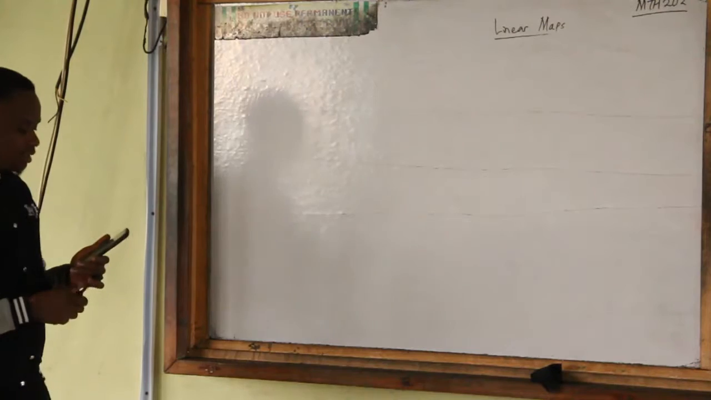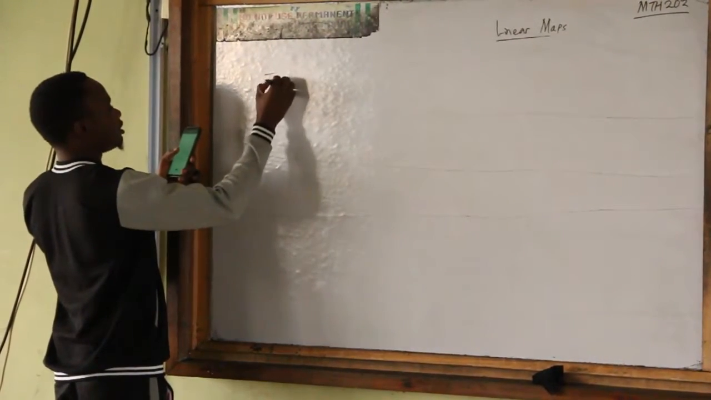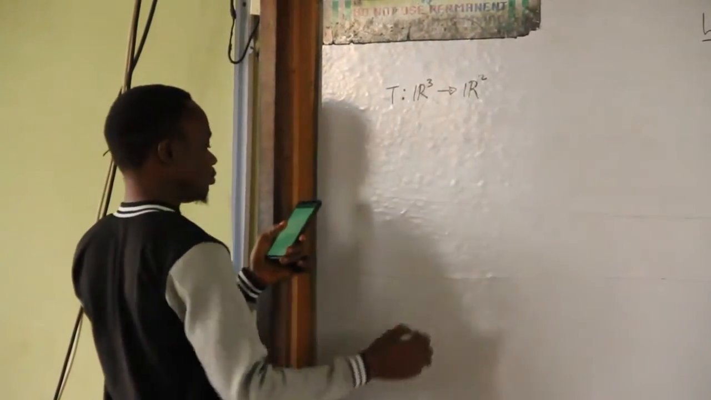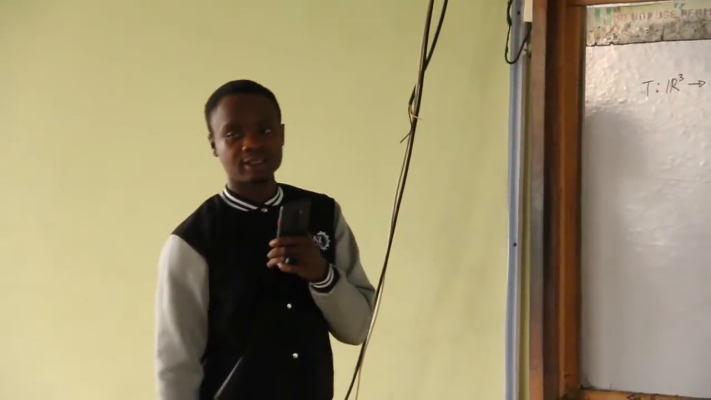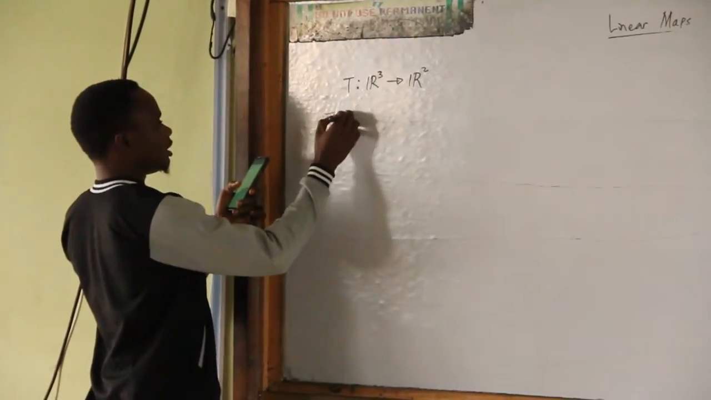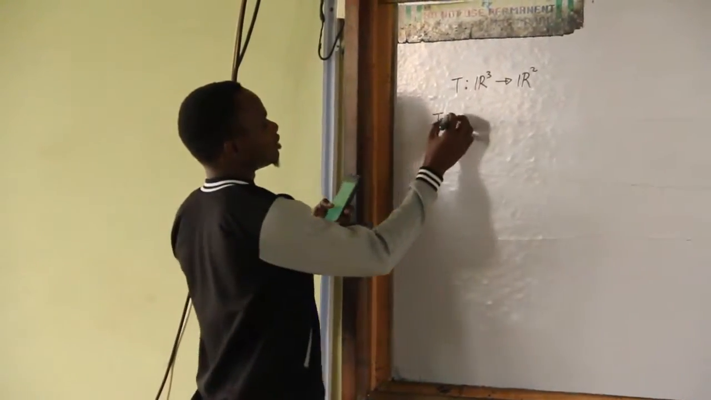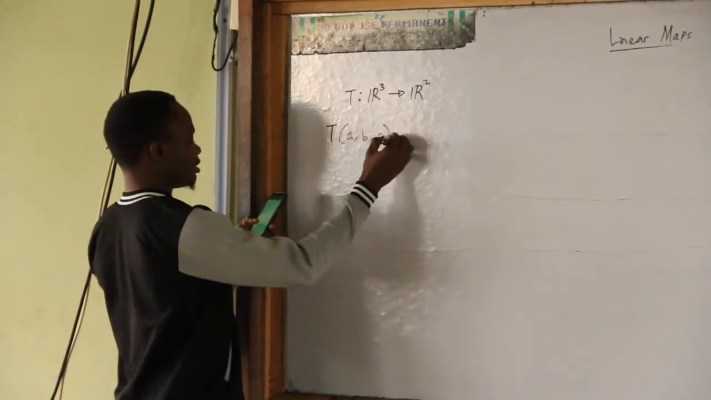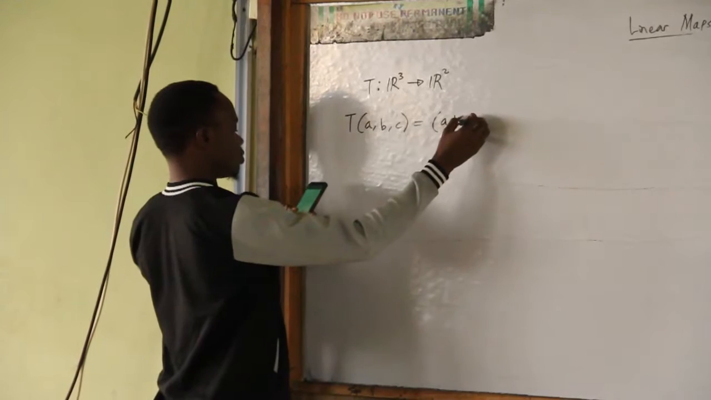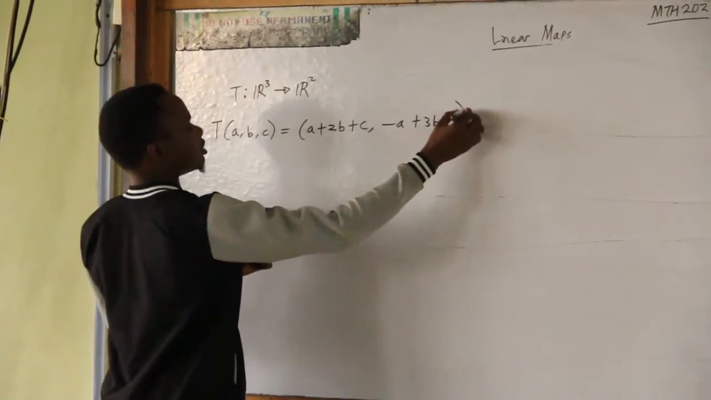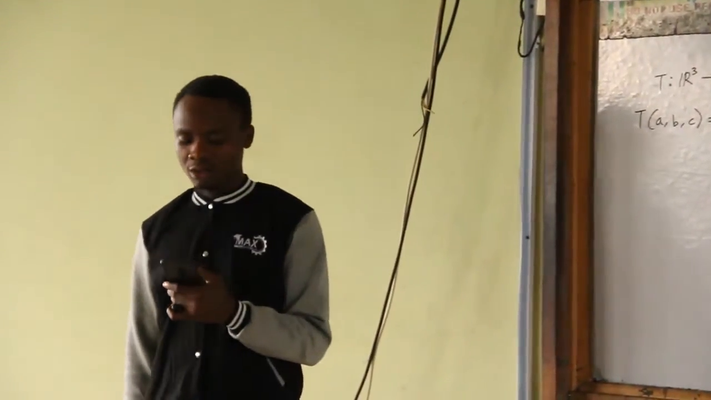Calculate the nullity for the linear transformation T maps R3 to R2 defined by T of A, B, C is equal to A plus 2B plus C, to minus A plus 3B plus C. So give it a try. Calculate the nullity of the linear transformation.